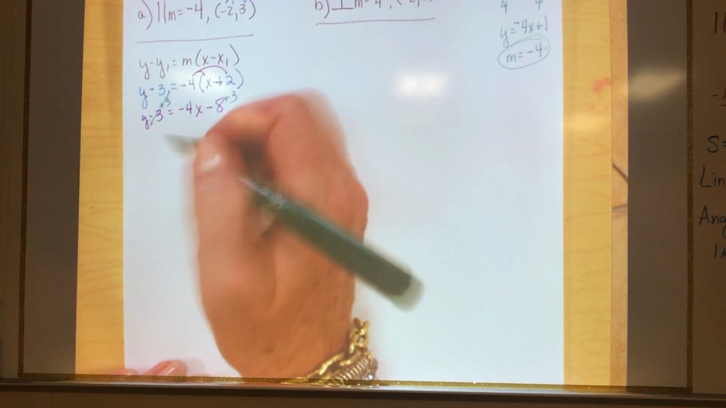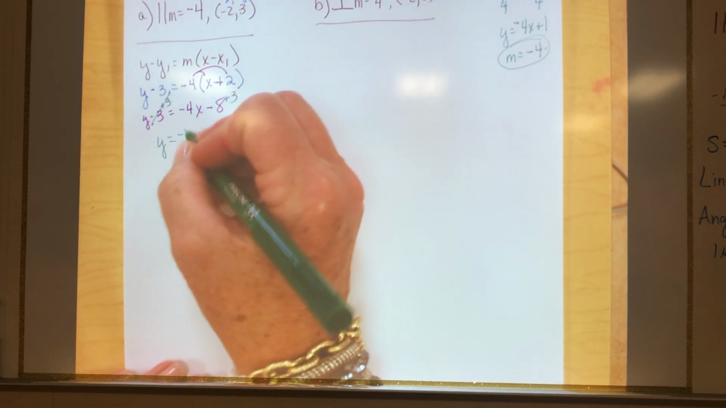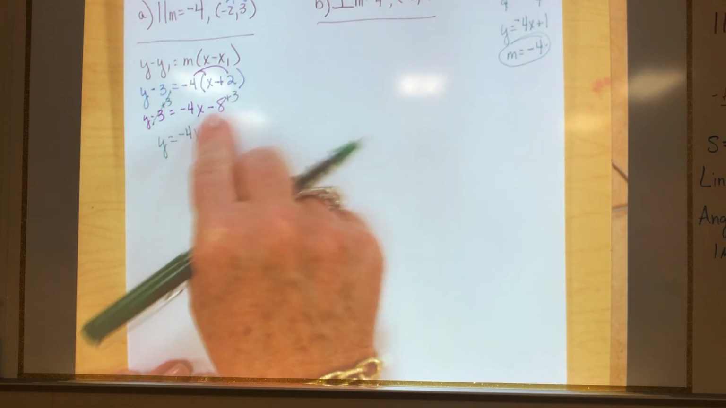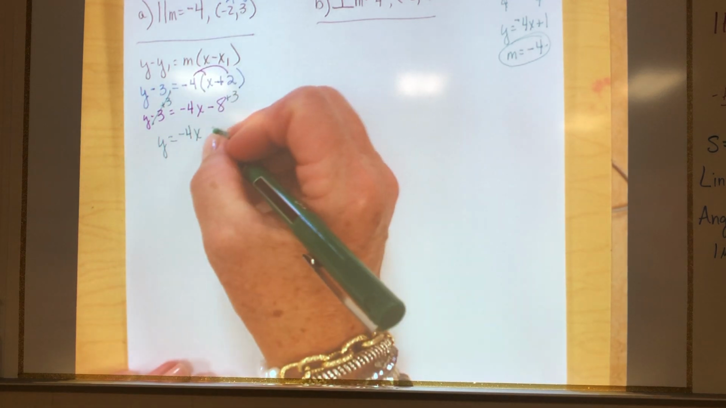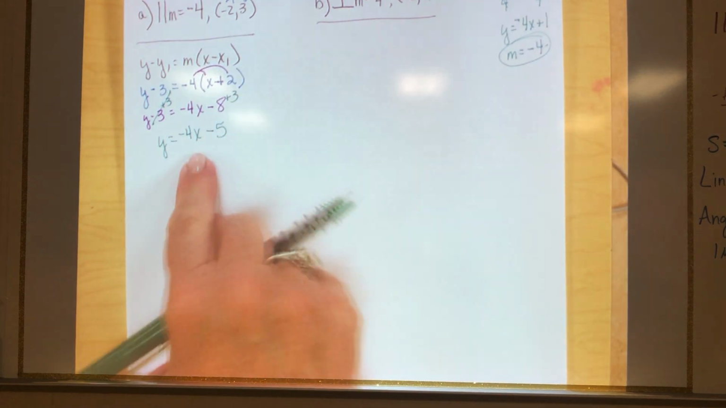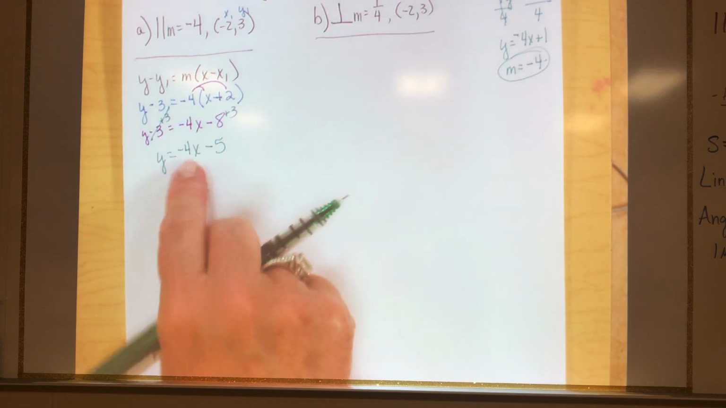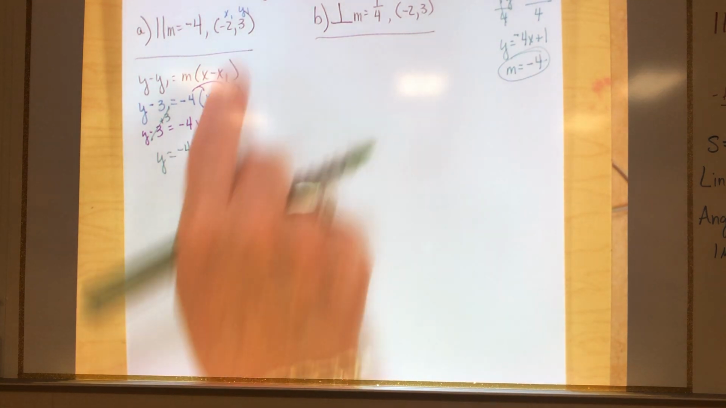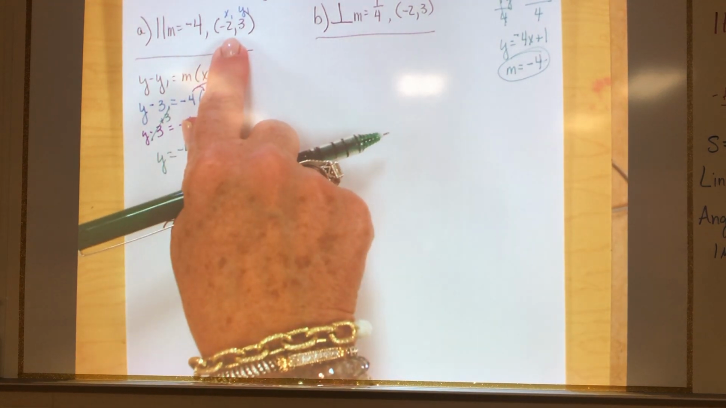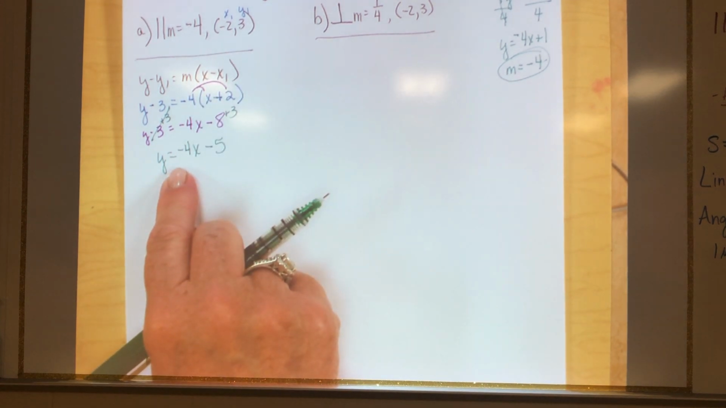All right, so these go away. Y is equal to negative 4x. What's a negative 8 and a positive 3? Negative 5. Could I check it? Y'all, you could put this in your equation, in your y equals, and make sure it goes through that point. I know my slope is negative 5.